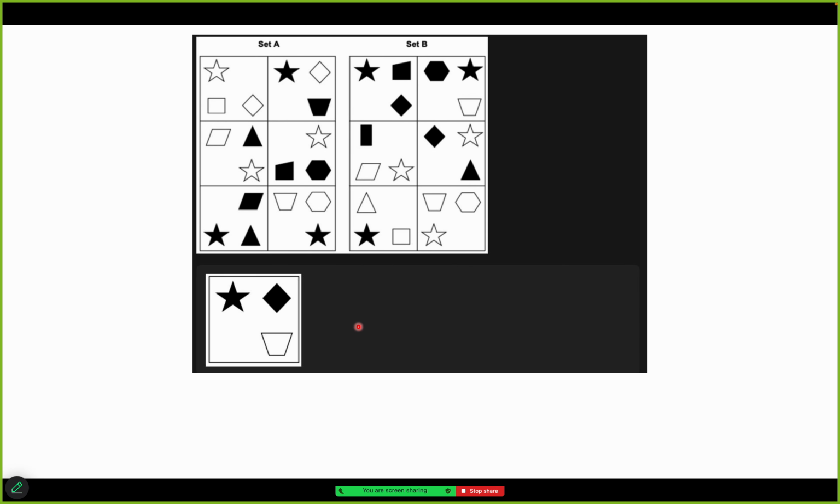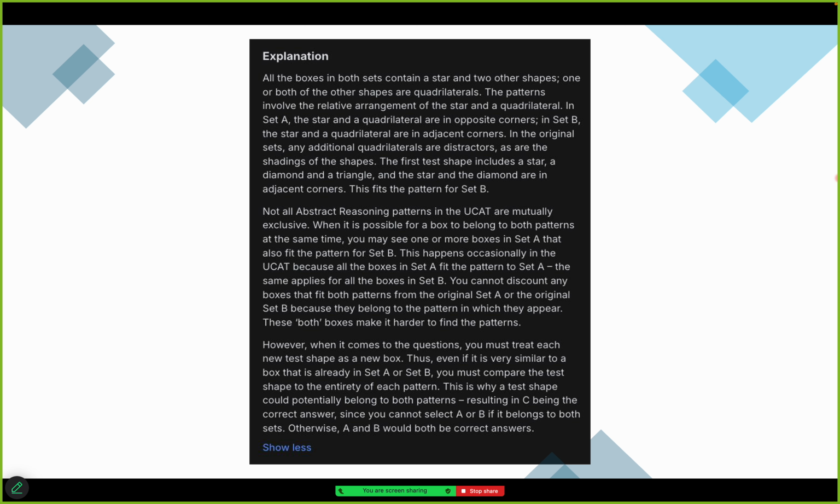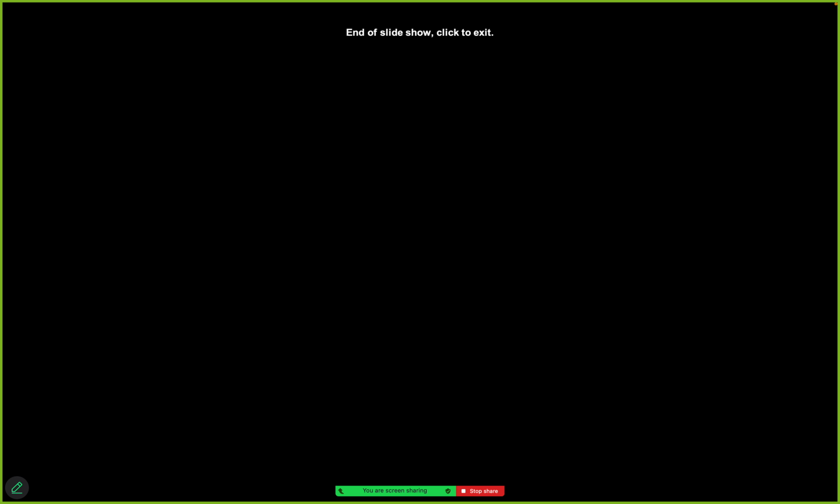Good. Next one. Neither. Very good, because there is no quadrilateral. Okay, so this one is definitely neither, but this one you need to be a little bit careful, but it's neither because both the shapes were quadrilateral. Good. Well done. This is the set of questions you have sent me, so we have finished that.